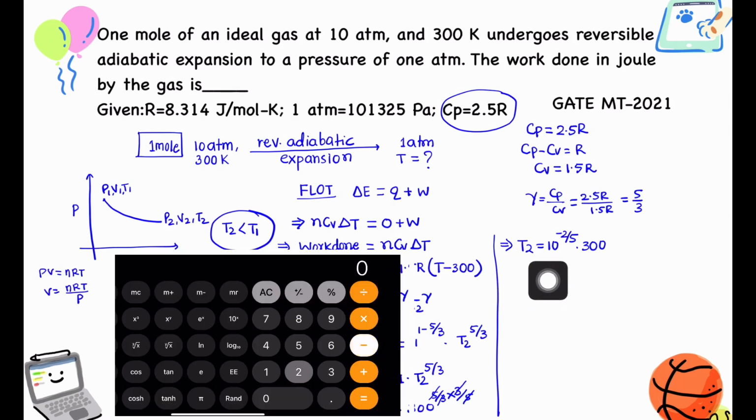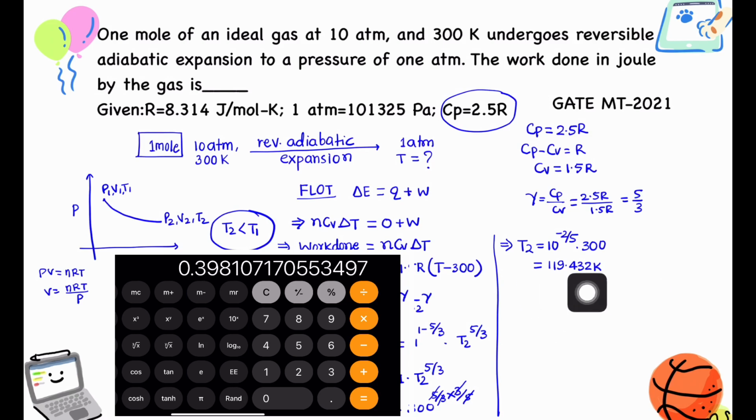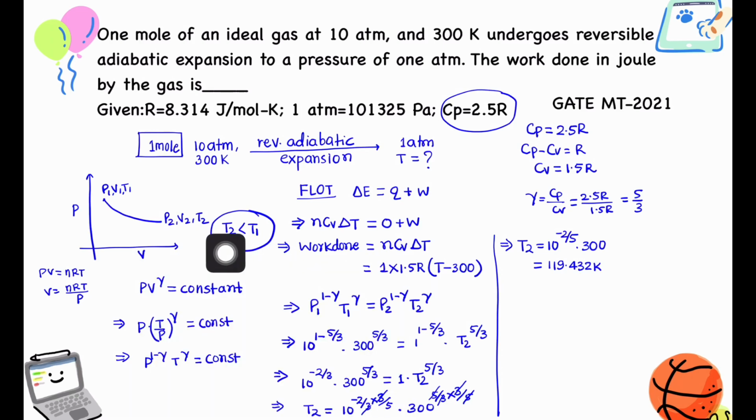Now we'll be using the scientific calculator to calculate this value, and if you calculate, you'll be getting around 119.432 Kelvin. It means this is the final temperature, and already we know that the final temperature will be less than the initial temperature in reversible adiabatic expansion. And yes, the final temperature T2 is 119.432 Kelvin, which is less than 300 Kelvin. Now we have to simply calculate the work done.